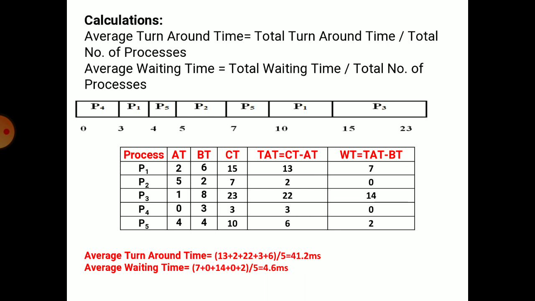After that, you need to calculate the average turnaround time, which is the total turnaround time divided by the total number of processes. So we get 8.2 milliseconds. For the average waiting time, the total waiting time is divided by the total number of processes. The total number of processes is 5, and adding the waiting times of processes P1 to P5, we get 4.6 milliseconds.